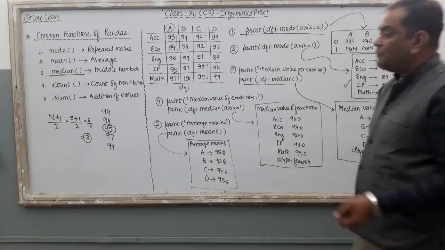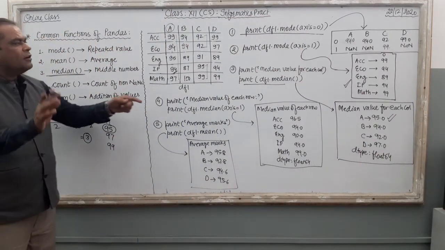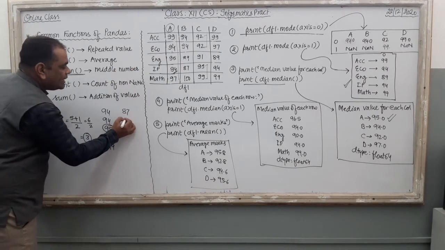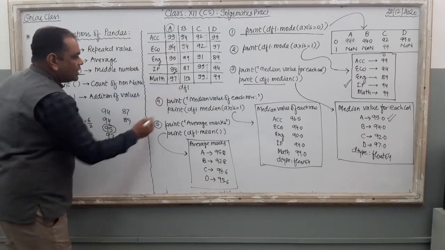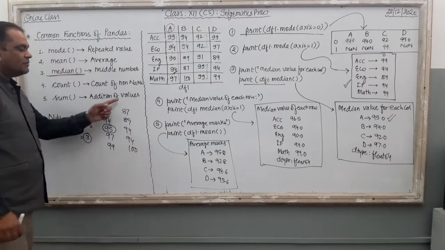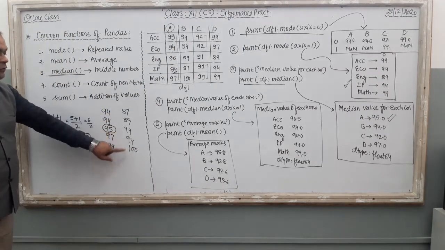Now, if you want to get the middle value of column B, the very first work is to arrange the column in ascending order. It is 87, then 89, then 94, then 94, then 100. These values are there in column B. Just count the values: 1, 2, 3, 4, 5.